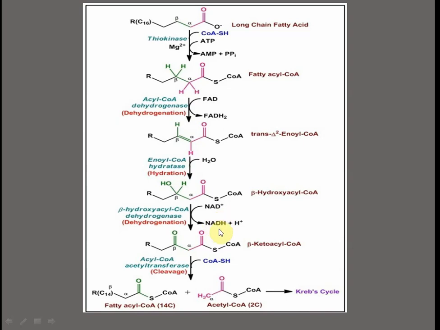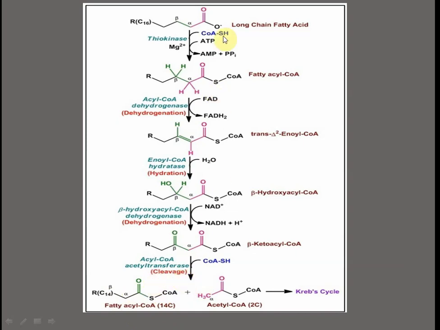NADH2 in this conversion. After this conversion, the beta ketoacyl CoA, with the help of coenzyme A and acyl CoA acetyltransferase, undergoes a process now called cleavage. It is converted into fatty acyl CoA, which is a 14 carbon long fatty acid, and acetyl CoA, which is 2 carbon long, right? So we know acetyl CoA is 2 carbon length, and the fatty acyl CoA is 14 carbon length. This process is called cleavage.